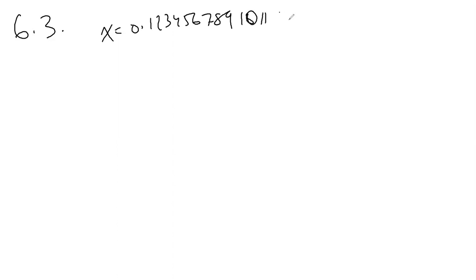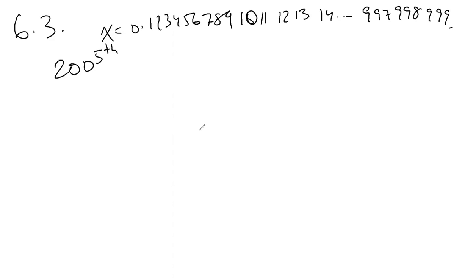Moving on then. Problem 6.3 states that we have a very interesting decimal. We have x equals 0.123456789, and then we just keep listing numbers: 10, 11, 12, 13, 14, and all the way to 999. I should clear all. There we go. So we have this monstrous decimal, and we want to find out what the 2005th digit after the decimal is. Oh, gee, I wonder which year this question can be found in.